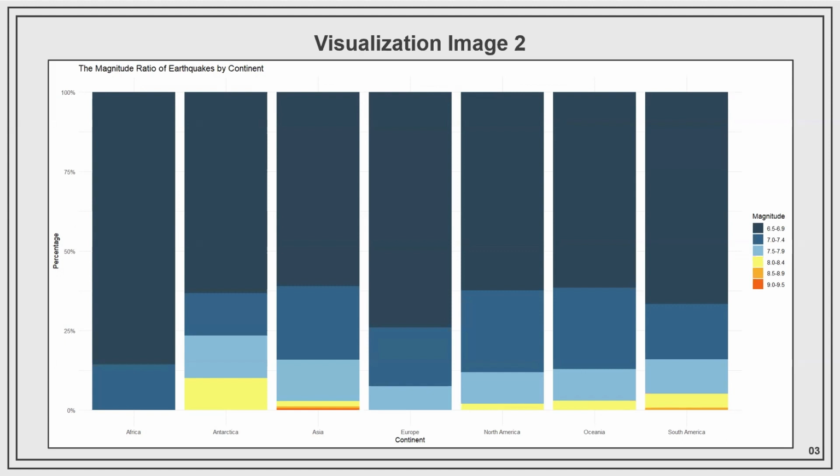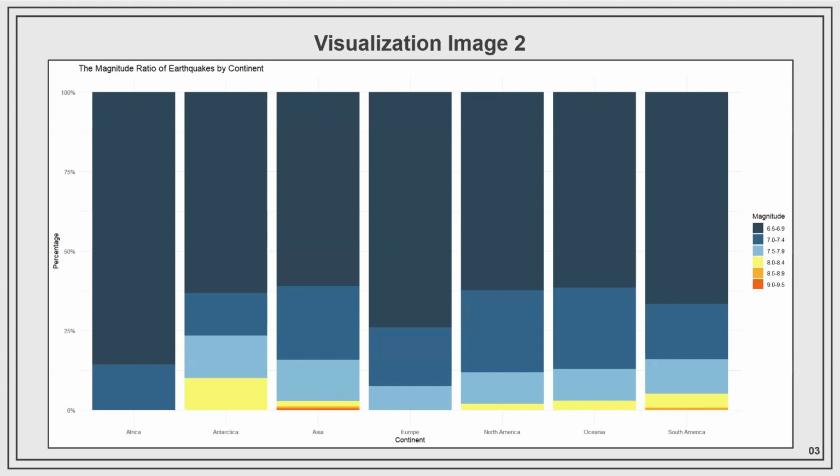Visualization 2 shows the distribution of earthquake magnitudes across different continents. Most earthquakes globally fall within the 6.0 to 6.4 range, but this visualization shows us looking at the 6.5 to 6.9 magnitude range indicated in the dark blue sections. Asia and South America are more prone to stronger earthquakes, falling within the 8.0 to 8.4 section that is highlighted in yellow, as well as the 8.5 to 8.9 magnitude highlighted in orange.